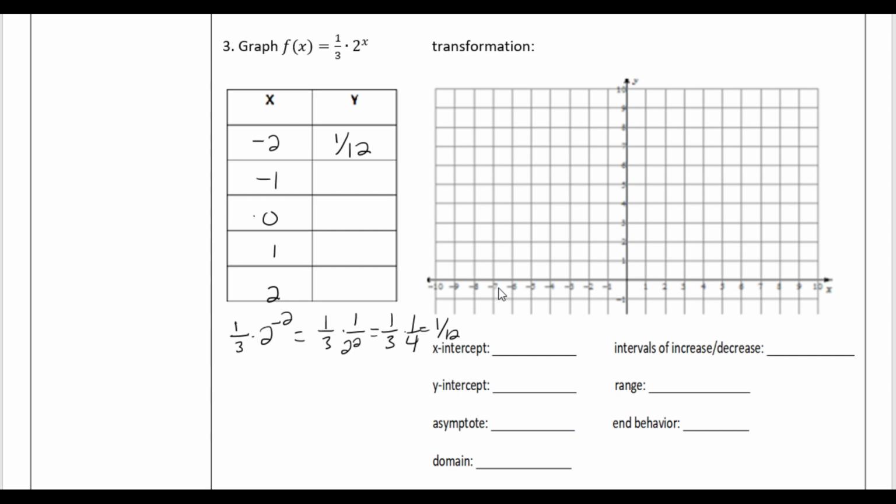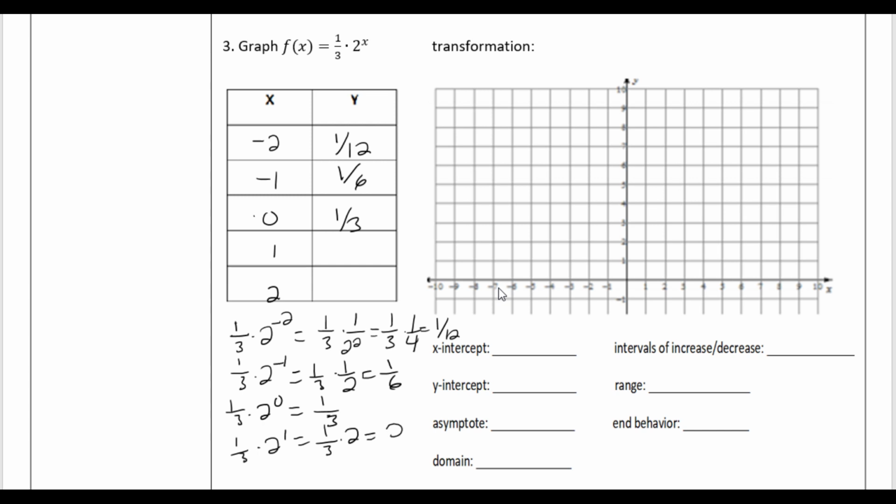All right, so now for the -1, 1/3 times 2 to the -1. So 1/3, flip it, 1/2 to the 1, which is 1/6. Now we're going to do 1/3 times 2 to the 0. Anything to the 0 power is 1. So then 1 times 1/3 is 1/3. Okay, now we got 1/3 times 2 to the first power, which is 1/3 times 2, which remember 2 times 1 is 2, so it's 2/3.